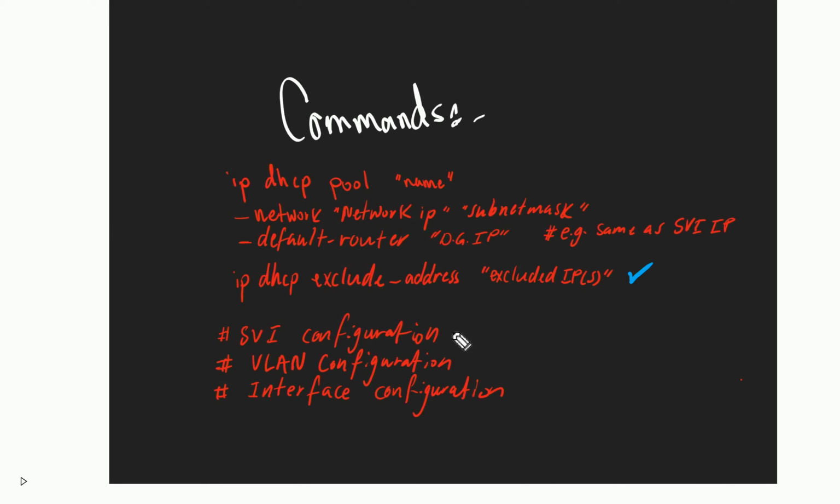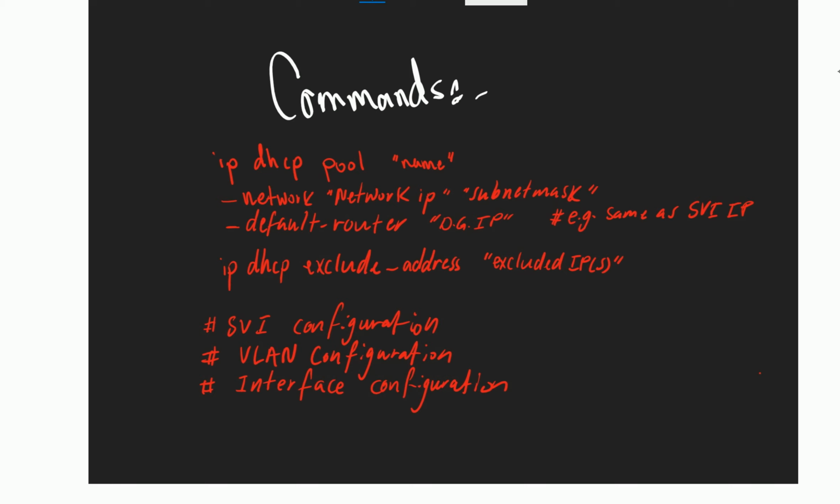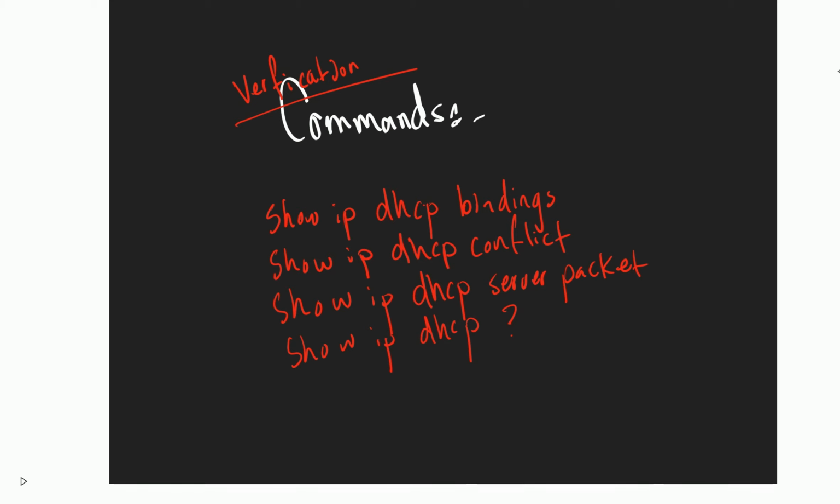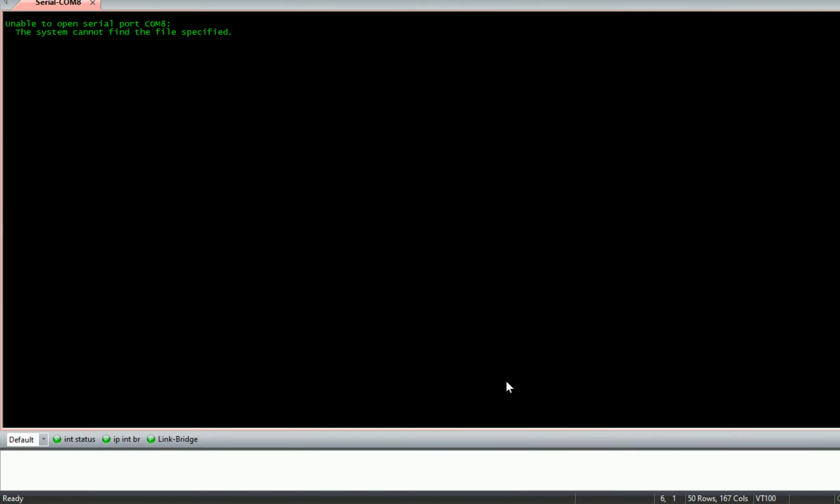The interface VLAN configuration has to be there also. I have also put some verification commands at the end. Let's look at them. Here they are. You might need also to run show ip dhcp bindings. That was the wrong one, sorry, it was here. Here it is.